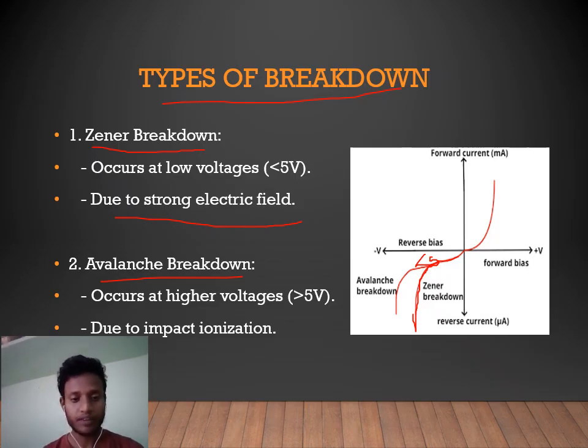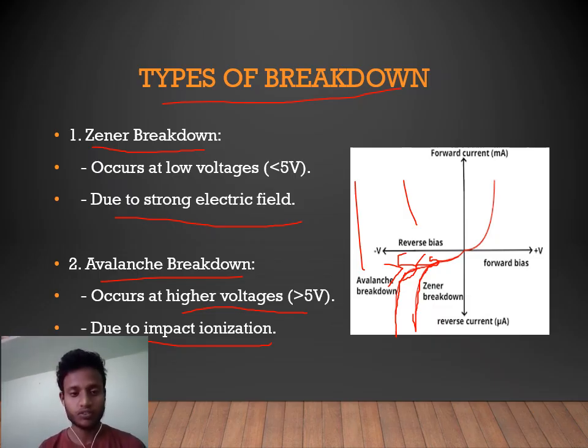Avalanche breakdown occurs at a high voltage, that means greater than 5 volts. If the voltage is greater than 5 volts, the avalanche breakdown occurs, and it is due to impact ionization. The ionization occurs in the depletion region. Zener breakdown is less than 5 volts, due to the strong electric field, and avalanche breakdown occurs greater than 5 volts, due to impact ionization.